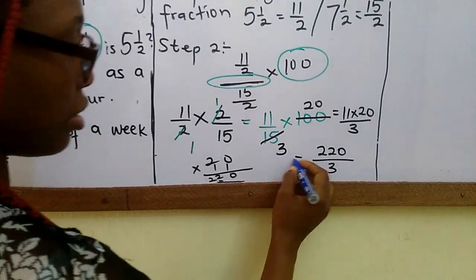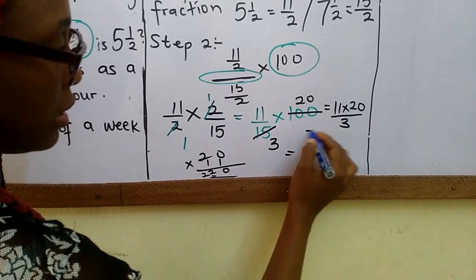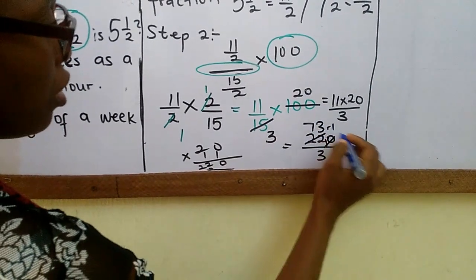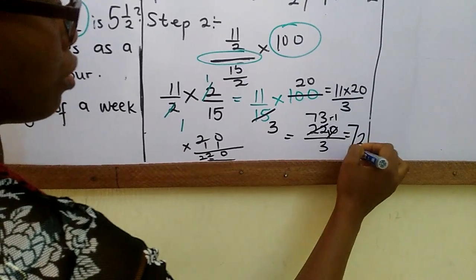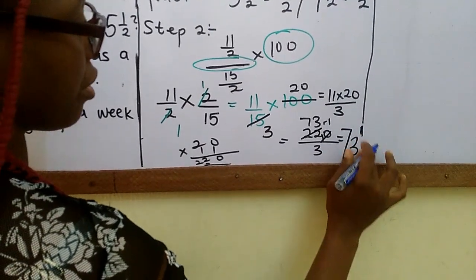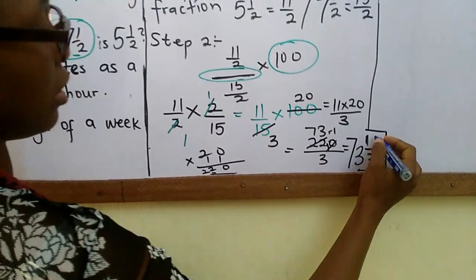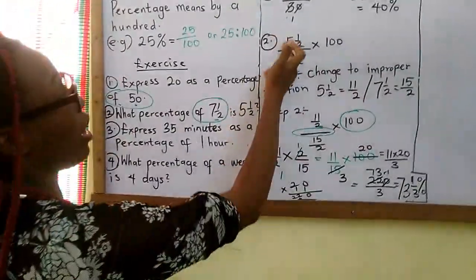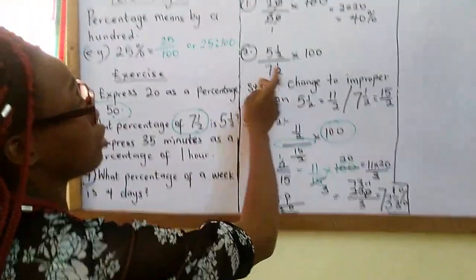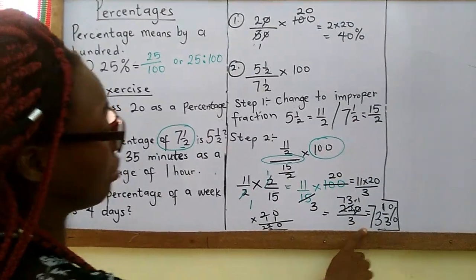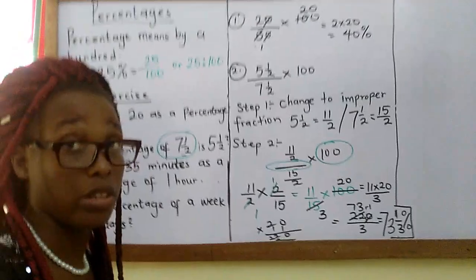How many times can 3 go into 22? 3 here is 7, remaining 1. 3 into 10 is 3, remaining 1. So the answer here is 73 whole number 1 over 3. Then don't forget to put your percentage sign. So this is our answer: 5 whole number 1 over 2 divided by 7 whole number 1 over 2 actually gave us, at the end of it, 73 whole number 1 over 3%.